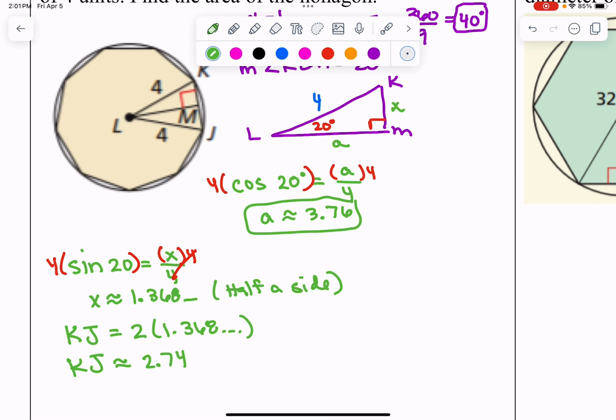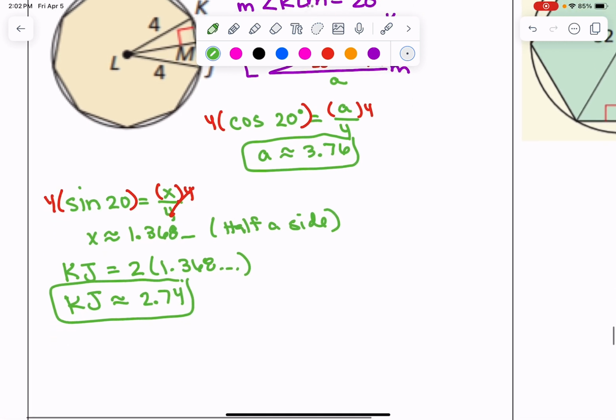But this is only one of the sides. We need the perimeter. Well, if I have 9 sides, then I can multiply this by 9, so my perimeter is going to be 9 times the 2.7 and change. So if I just left that on my calculator, I'm going to hit times 9. I get 24.625, so 24.63 is going to be my perimeter.